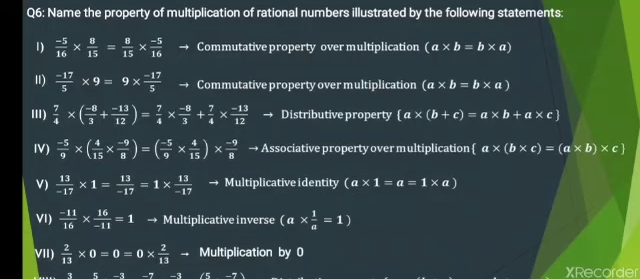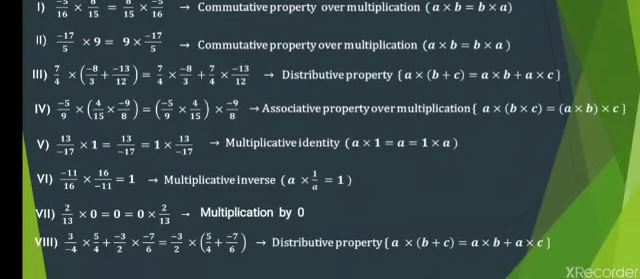Okay, so which property is this? Associative property, in which we change pairing of the numbers. In LHS we have paired different numbers, and in RHS we have paired different numbers. But what will you get? You will always get the same answer in both the cases. So this is associative property of multiplication.